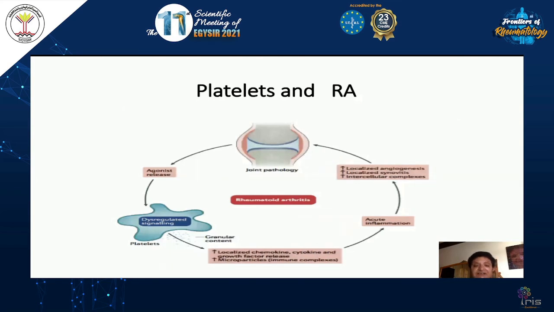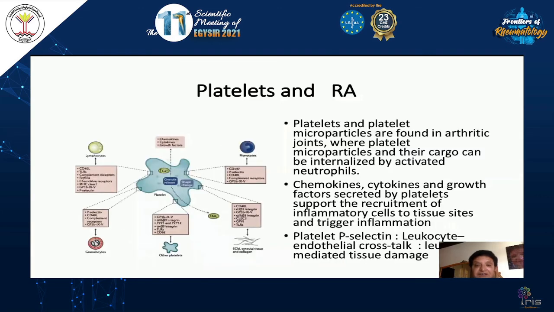How about platelets? Platelets, again, are found in the synovial fluid in rheumatoid arthritis, but to a lesser extent than neutrophils. They become activated, dysregulated, with increased localized chemokine, cytokine, and growth factor release, and microparticle release, causing acute inflammation, increased localized angiogenesis, increased localized synovitis, increased intercellular complexes. So here the joint is being attacked. The joint synovium is being attacked by the neutrophil, by the lymphocyte, and even by the platelets in an indirect way.